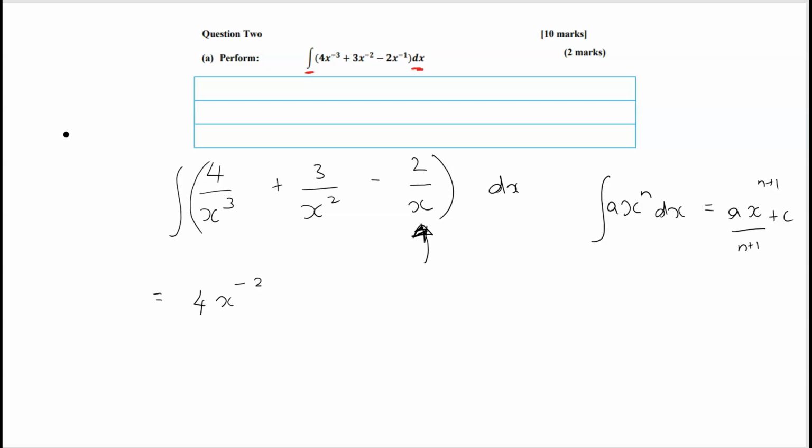The next one is, and that would be over negative 2. The next term will be 3x to the power of negative 1 over negative 1, but we could sort of short circuit that and write that as minus and have that just as 1. The next one is on the formula sheet.